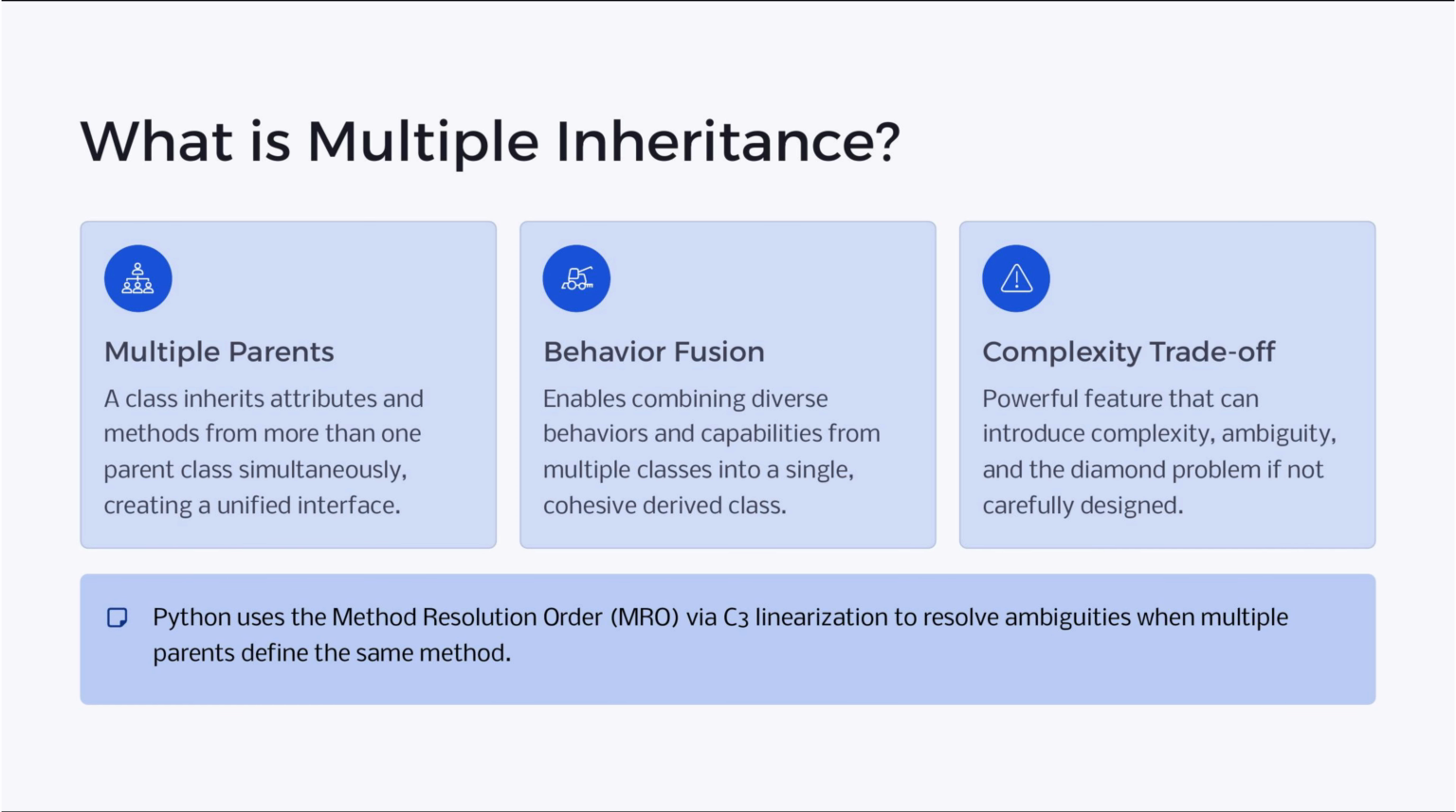Multiple inheritance allows a class to inherit attributes and methods from multiple parent classes, creating a unified interface. This fusion of behaviors enables diverse capabilities in a single class. However, it introduces complexity and potential ambiguities, such as the diamond problem. Python addresses these issues using method resolution order, MRO, with C3 linearization to ensure clarity.